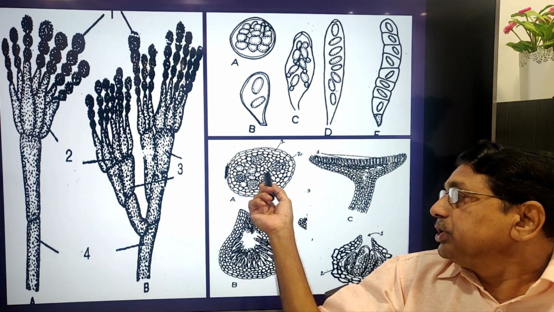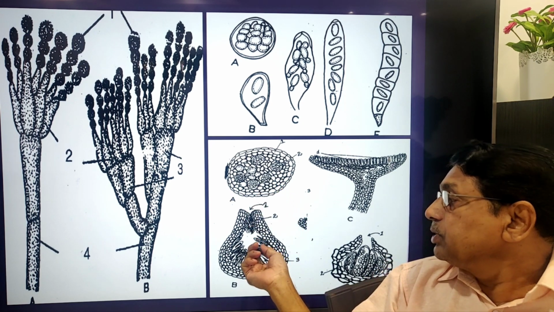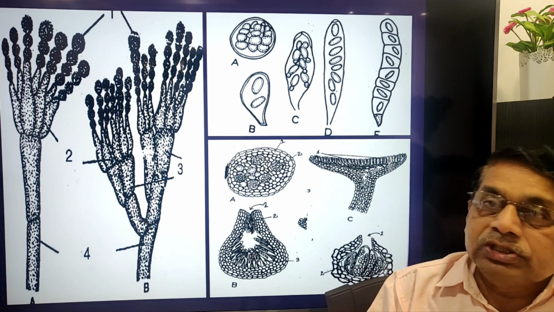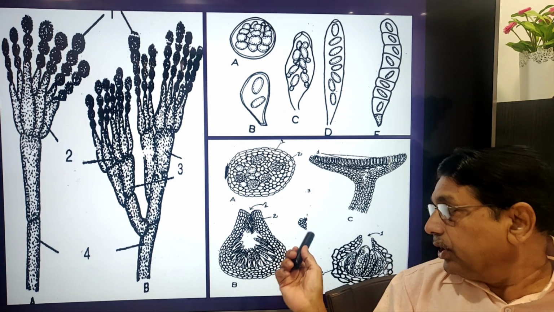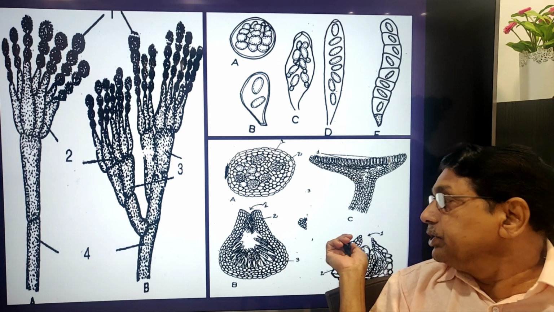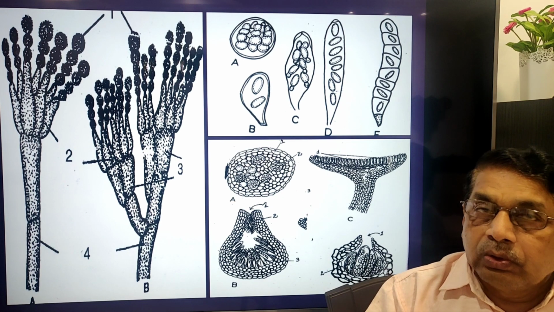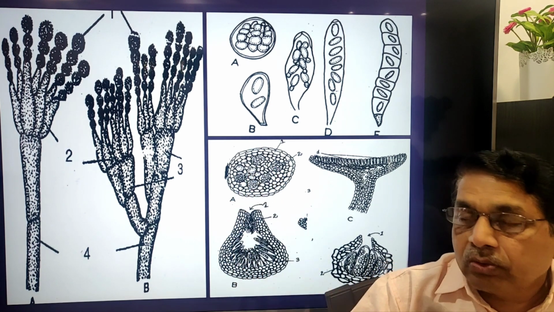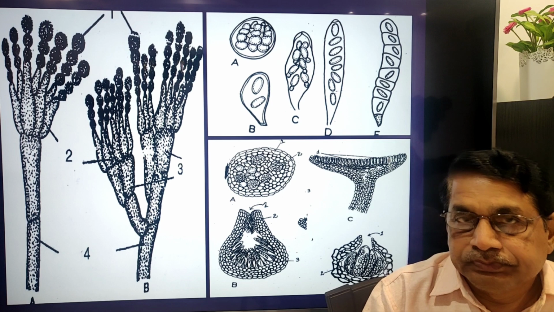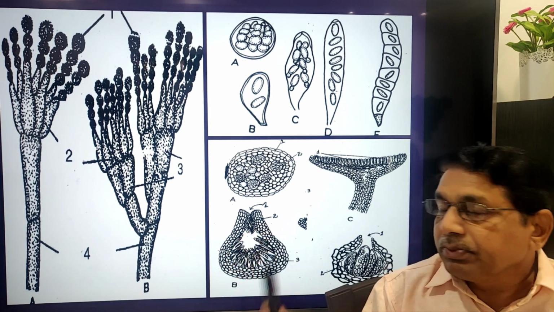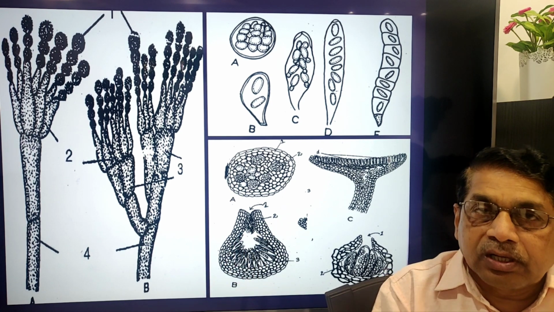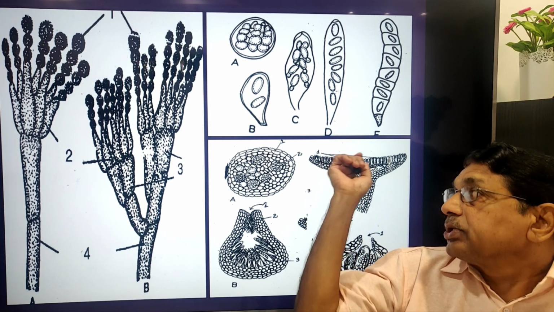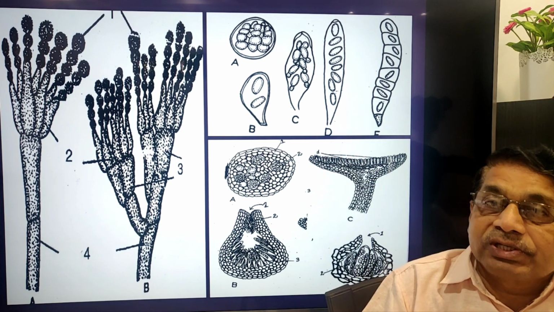This is clistothecium, this is perithecium, this is apothecium, this is another type of perithecium. Clistothecium, completely closed. Flask-shaped structure, perithecium. Cup or saucer-shaped structure, apothecium.